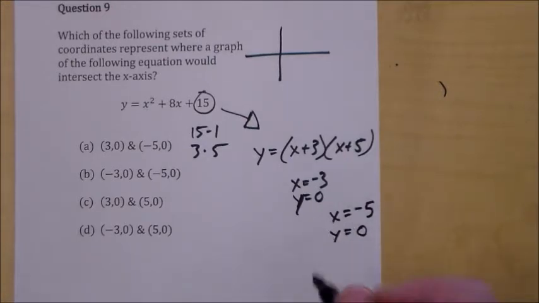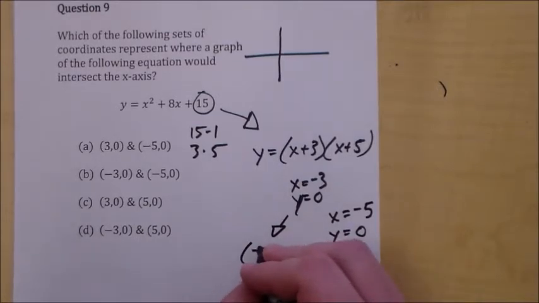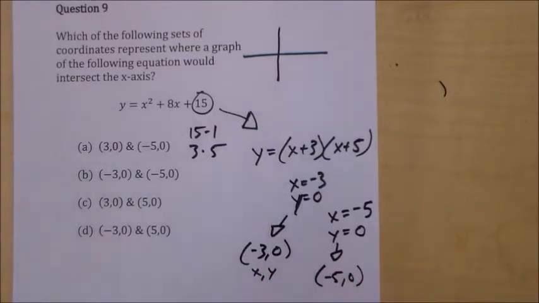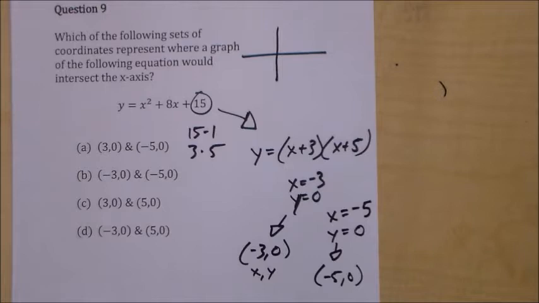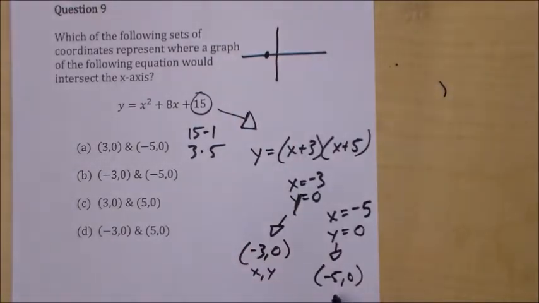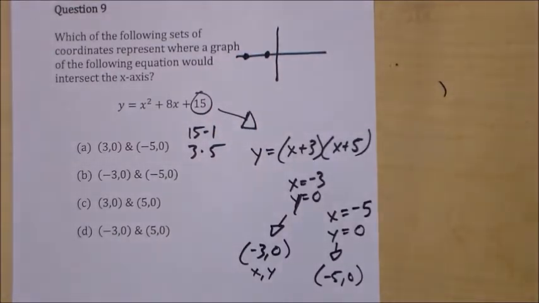So what do you have? You have 2 points. Write these in XY notation. It's not scary. You learned how to do this a long time ago, right? This is just XY notation. So we have negative 3, 0. So let's go here. Negative 3, 0. And we have negative 5, 0. Okay, those are our roots.